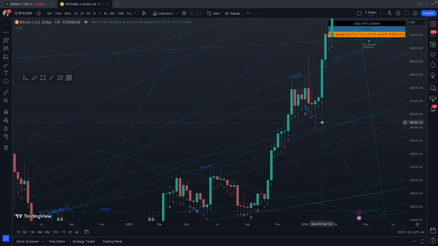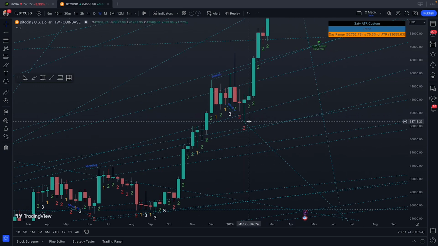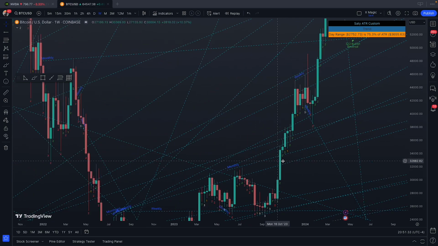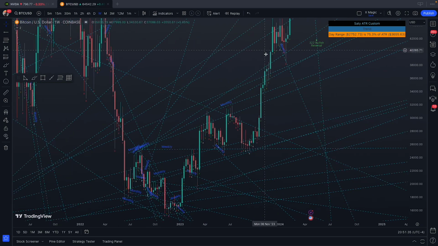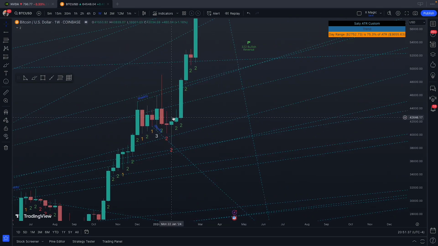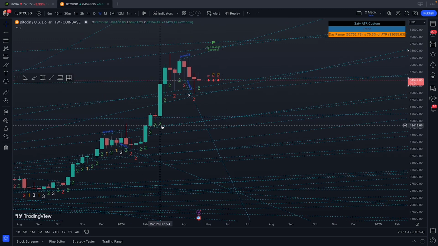We get the pullback, prints a hammer, actionable signal. That's the first universal truth. Off of broadening formation, second universal truth. And again, overall picture, we're bullish on Bitcoin. You could have went long from this level at 42.8K. You would have been in that trade until it reversed at 64K. You would have eaten super good on that trade.